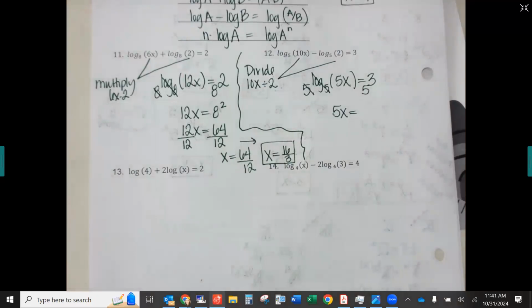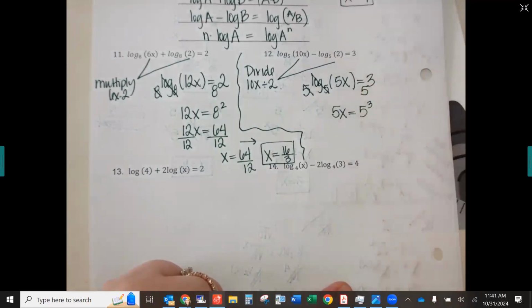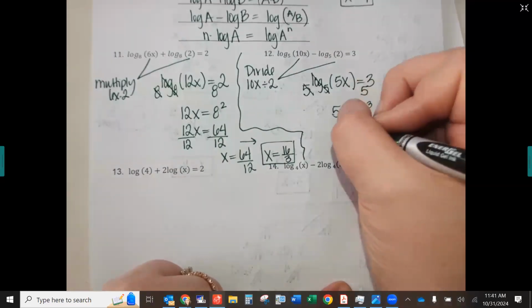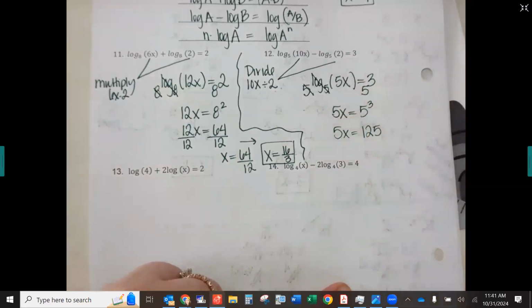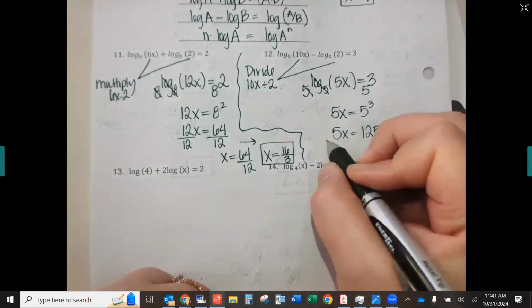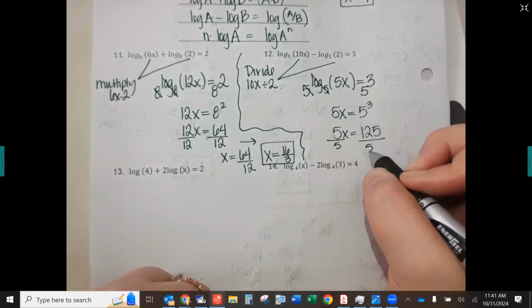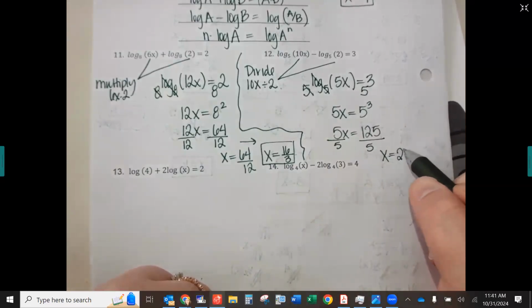5 to the 3 needs to be converted back to a regular number. So let's look that up in our chart. What is 5 cubed the same as? 125. 125 is correct. And then to get rid of that 5, we'll just divide. What is 125 divided by 5? 25.